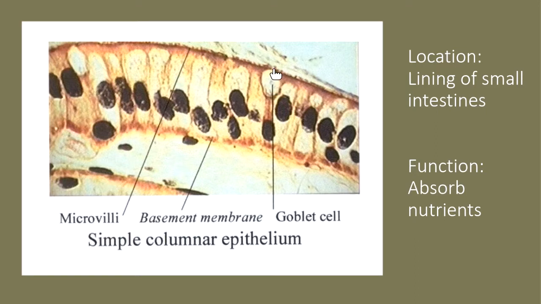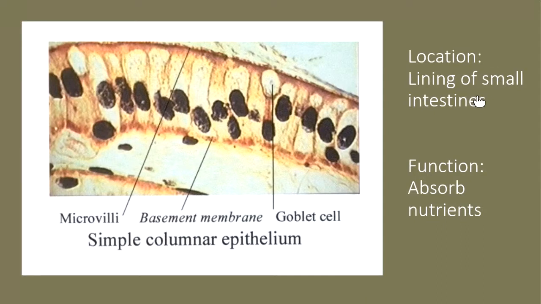Now, on the surface, we also see these tiny hairs. These are those microvilli that we talked about in lectures. Microvilli, they're going to increase surface area, especially for absorption, for example, of nutrients. And so that kind of tells us that's really what this is doing. It's absorbing nutrients, and it's found in the lining of the small intestines.